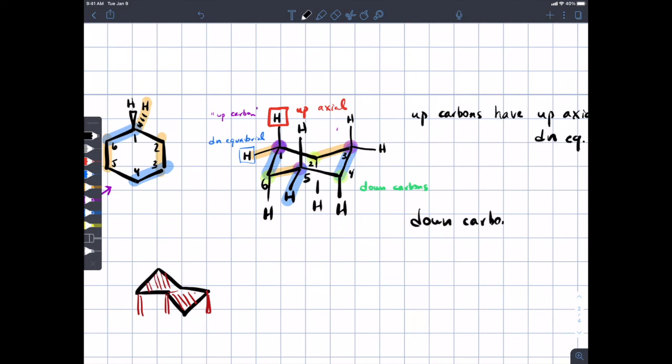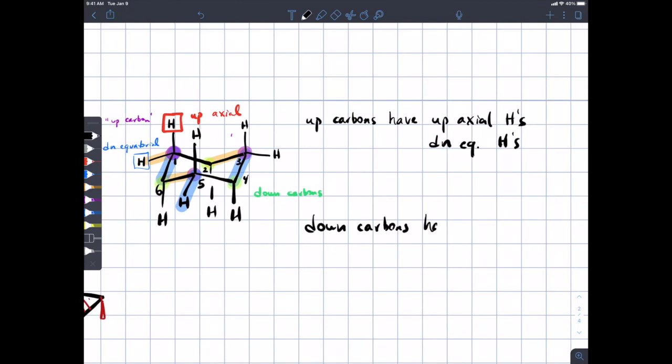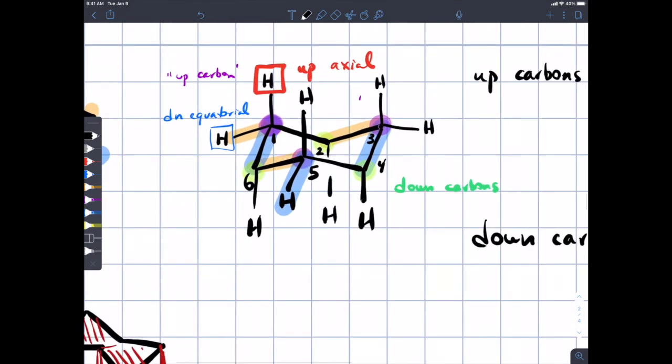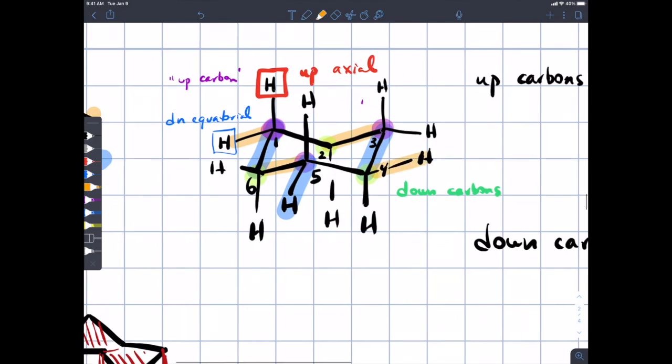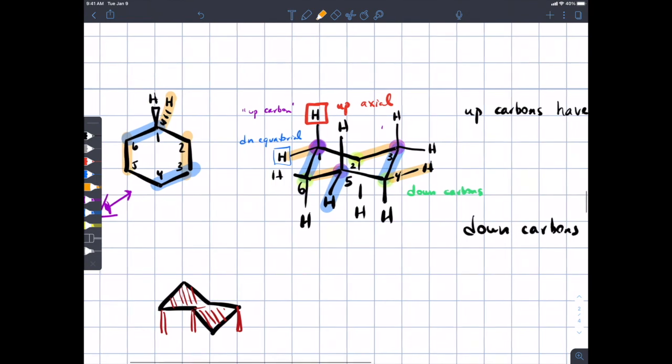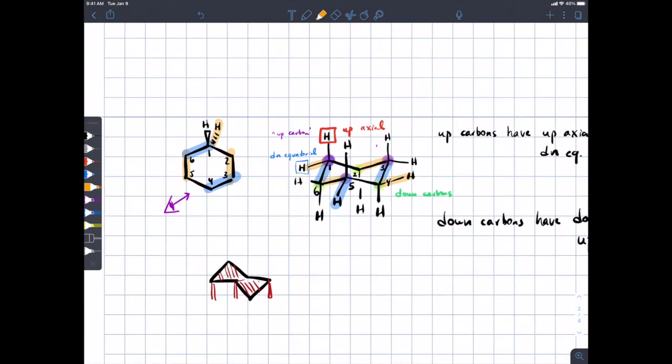Down carbons have down axial protons and up equatorial protons. For the bonds between 4 and its proton and 6 and its proton, we're again going to try to be parallel to the bonds that are one bond away. Okay, so that's the slow story of how to draw the chair.